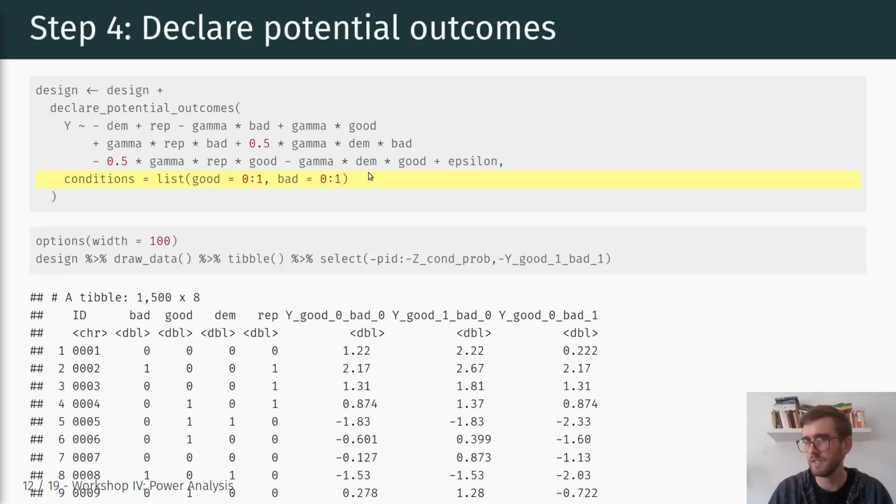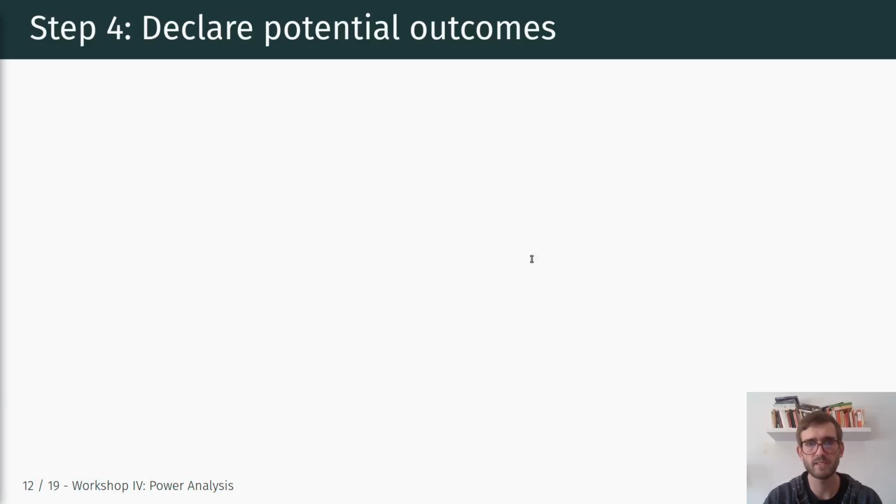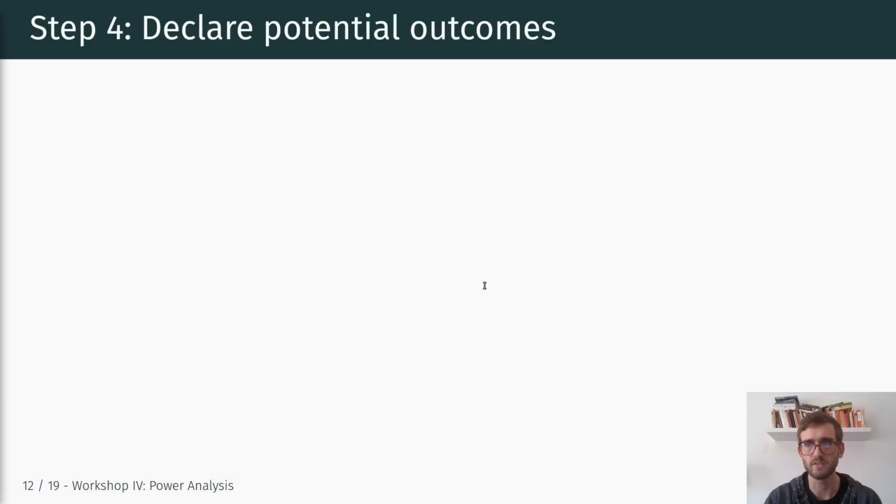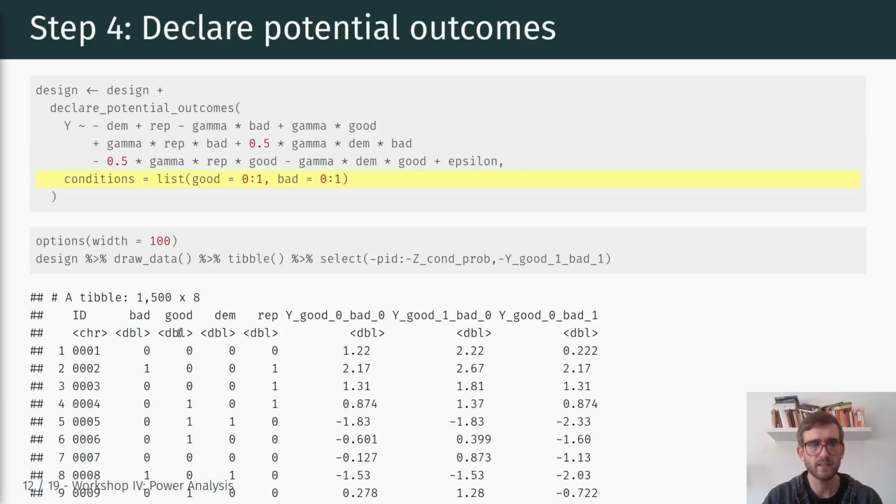compute now. Okay. After we've done this, we can again draw a data frame based on that design that now has our declared potential outcomes. We can again look at this as a table, and I'm just removing some variables to make it fit on the screen. What I'm omitting is some of these variables that we're not going to use: the PID, gamma, epsilon, z, and z conditional probability. All those we're not going to use. We're going to use the recoded variables that we have down here. So I'm just plotting those. And this is what this looks like.